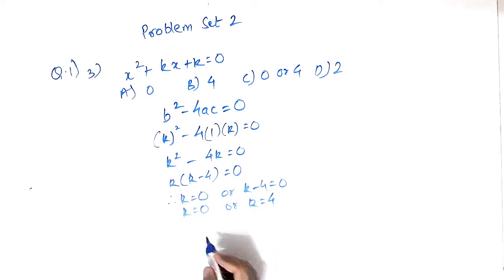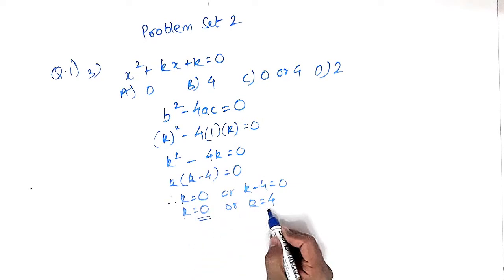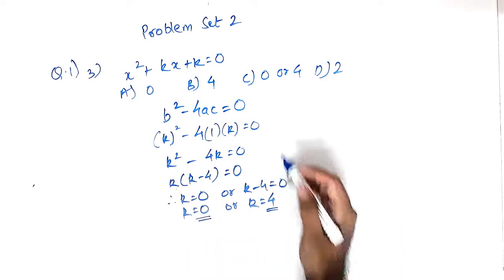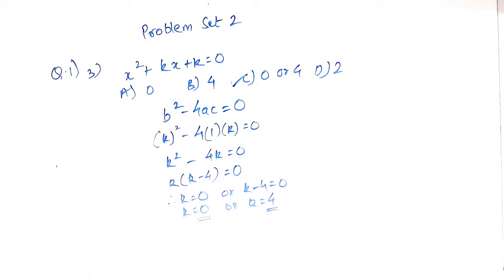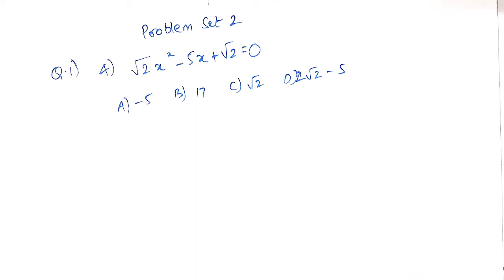Okay, so the value of k is 0 and the value of k is 4. It is 0 or 4. So your option C is the correct option. Then let us see the fourth one.